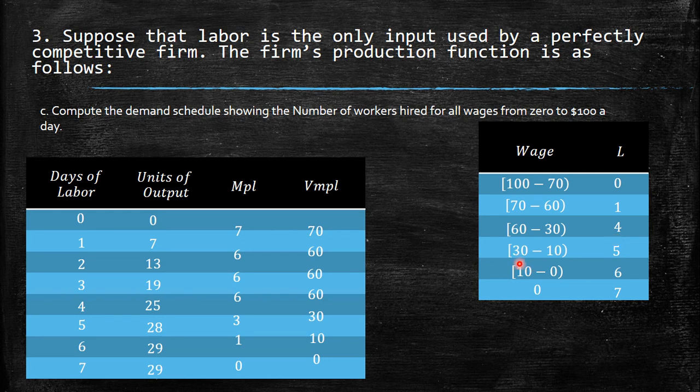Then when the wage is between 30 and 10, I can hire 5: 1, 2, 3, 4, 5. And when the wage is between 0 and 10, I can hire 6 guys, because again they will bring me benefits. And when the wage is 0, I will hire the maximum, which is 7, where all of them bring positive benefits until the last one, the 7th guy, who will produce 0 additional. So when the wage is equal to 0, this should be the maximum, the most efficient.